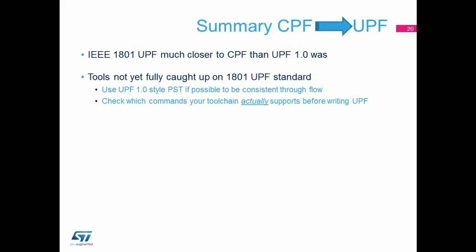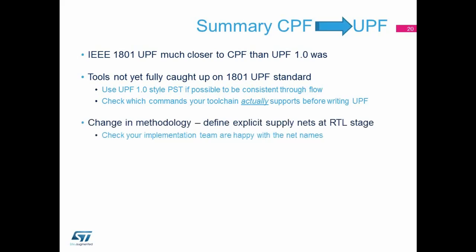So, for example, use a UPF 1.0 style PST if you can, because it will make things much easier through your flow for implementation. And check your tool chain to see what's actually supported. For us, it was a change in methodology because we had to define supply nets in detail right from the beginning. We would like to use supply sets, that's another story. Check that the implementation team are happy with what you choose to do if you're writing this at the RTL stage, because it will affect them.